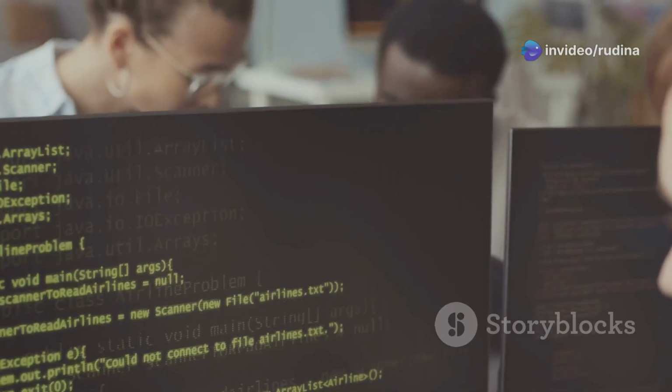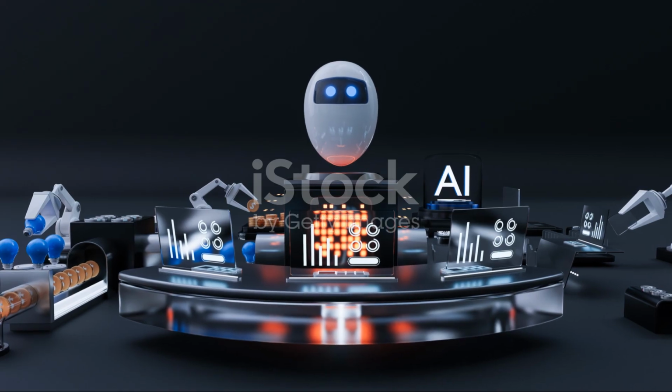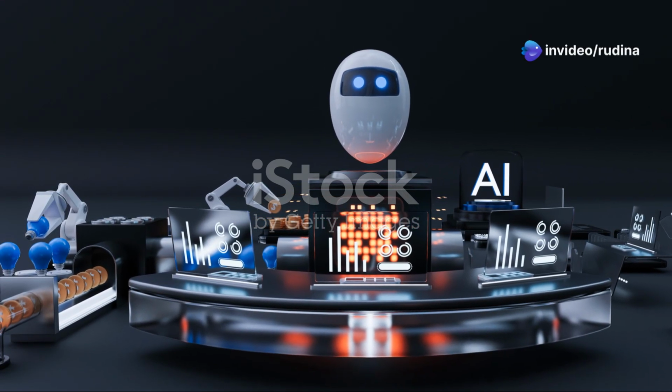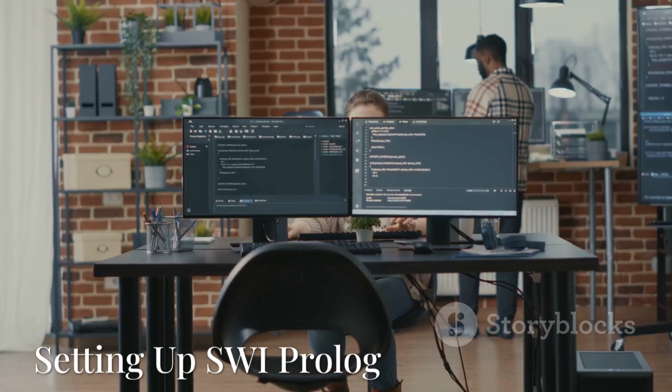Over the years, Prolog has evolved with the addition of new features and libraries. It has been used in a wide range of applications. These include expert systems, natural language processing, and theorem proving. Today, Prolog continues to be an important language in AI and logic programming research.